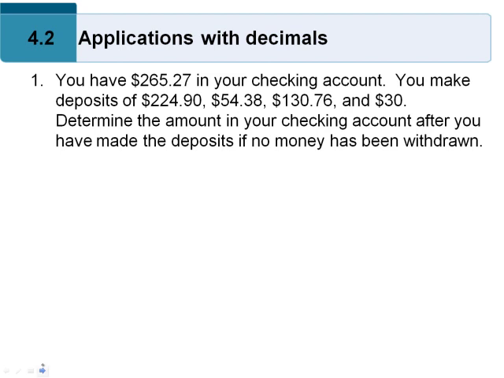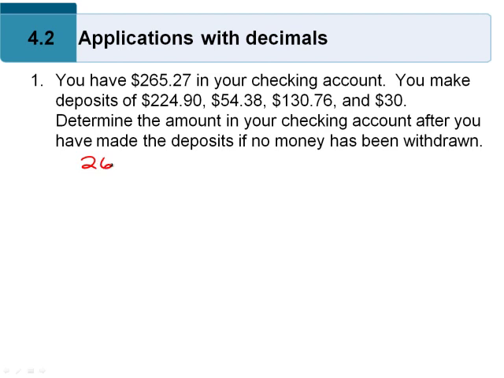Number 1 says you have $265.27 in your checking account. You make deposits of $224.90, $54.38, $130.76, and $30. Determine the amount in your checking account after you have made the deposits if no money has been withdrawn. That would be nice if money just kept coming in. That's awesome, huh? Okay, so this is just all addition, okay?